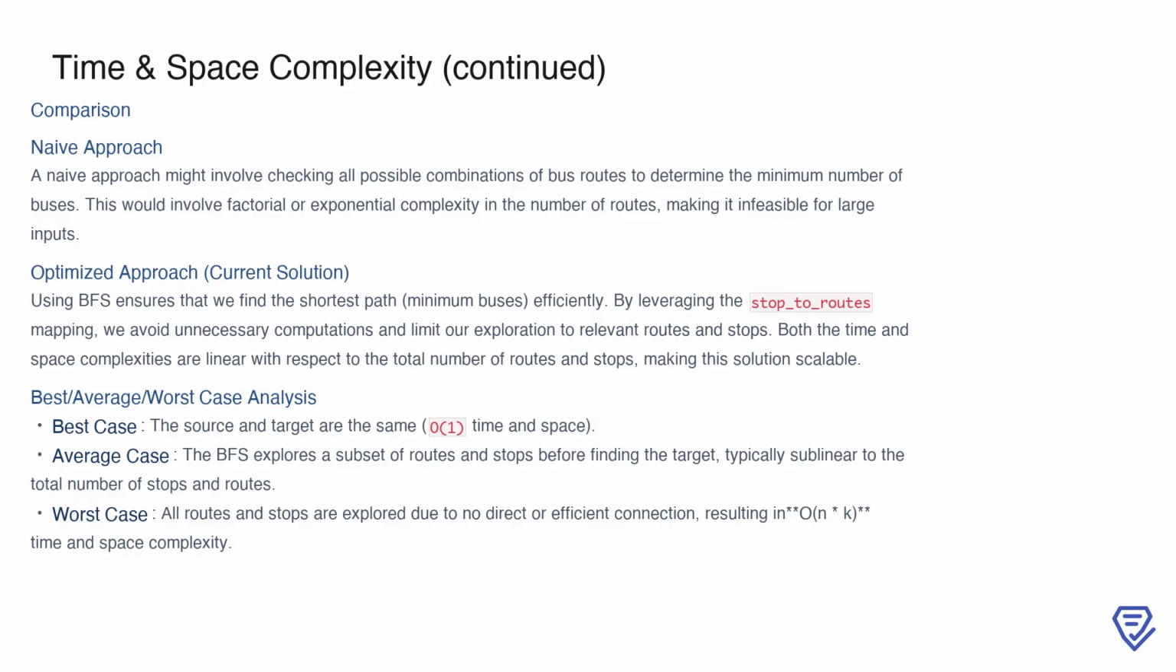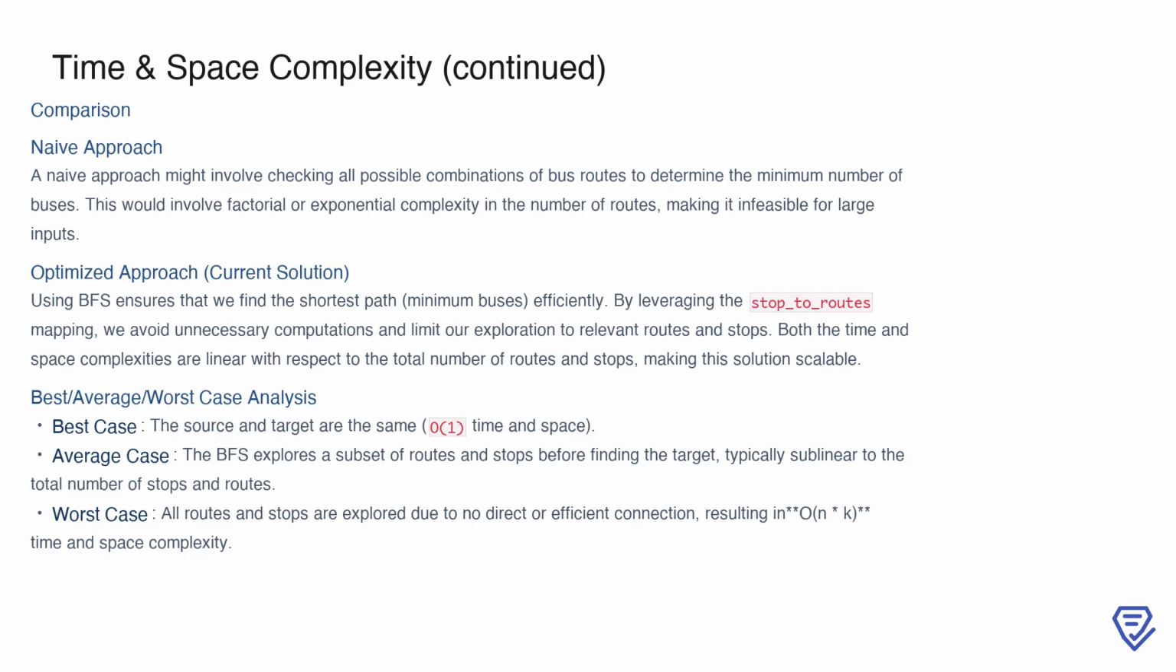This keeps both the time and space complexities linear in relation to the total number of routes and stops, which makes the solution scalable. Breaking it down further, the best-case scenario occurs when the source and target stops are the same, requiring only O(1) time and space.